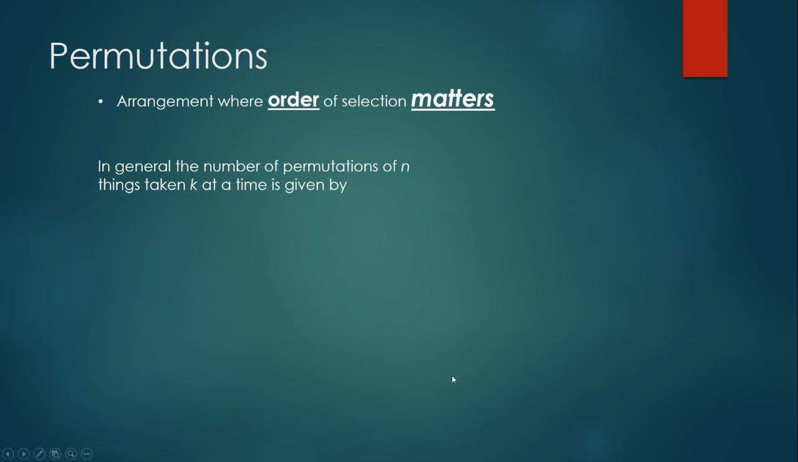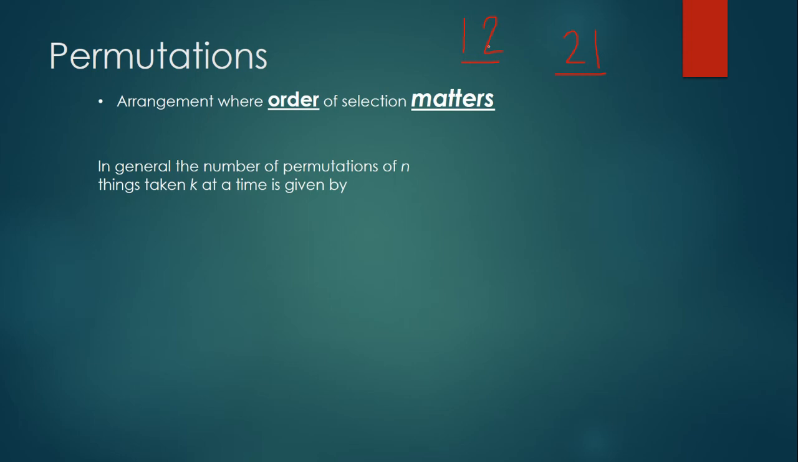Okay, a permutation is an arrangement where the order of selection matters. So, for example, if I'm thinking of a number, let me just get a pen here. If I write down the number 1 and 2, if I pick the number 2 and then 1, are these two digit numbers different numbers? Yes, but they're made of the same digits. They're both made of 1 and 2, but the order that they're in matters. That's a permutation.